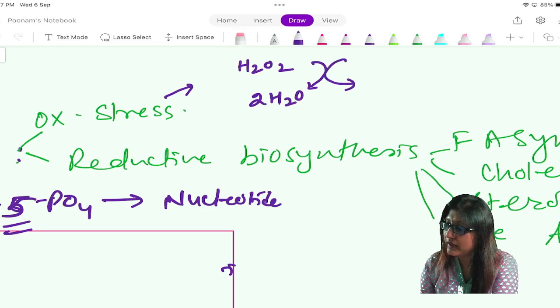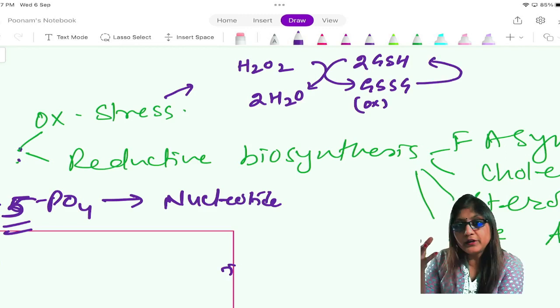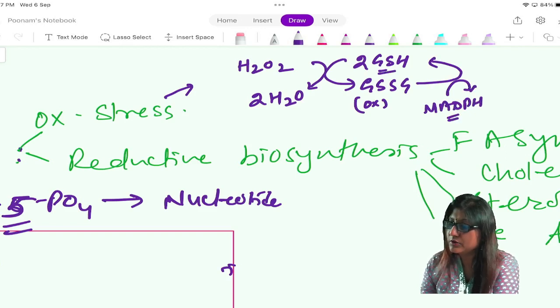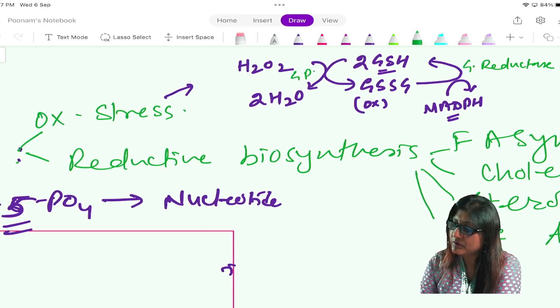For this you need to have reduced glutathione, and this reduced glutathione will be converted to the oxidized form. For maintaining the reduced glutathione supply, you need to have NADPH, right? So the role of NADPH is here to maintain the glutathione in the reduced form. This is glutathione reductase enzyme, and this is glutathione peroxidase enzyme.